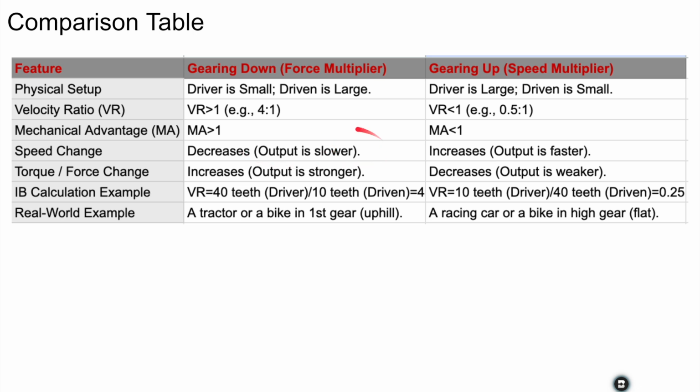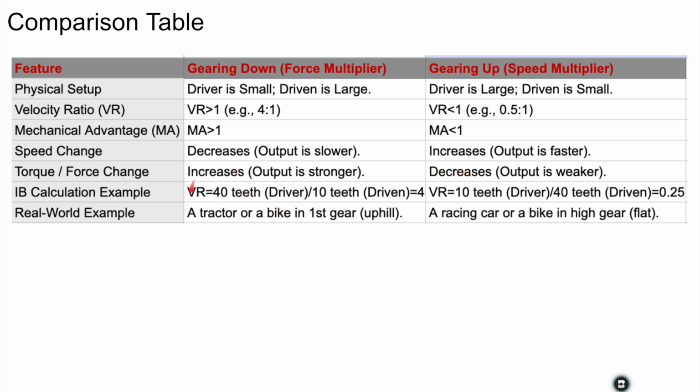The change in speed is this. If you have gearing down, so a smaller driver compared to a larger driven, you're going to get a decrease in speed. So the output is slower. And of course, the opposite is true when we gear up. You're going to get an increase in speed, so the output will be faster. However, we'll get an increase in torque when we gear down and a decrease in torque when we gear up.